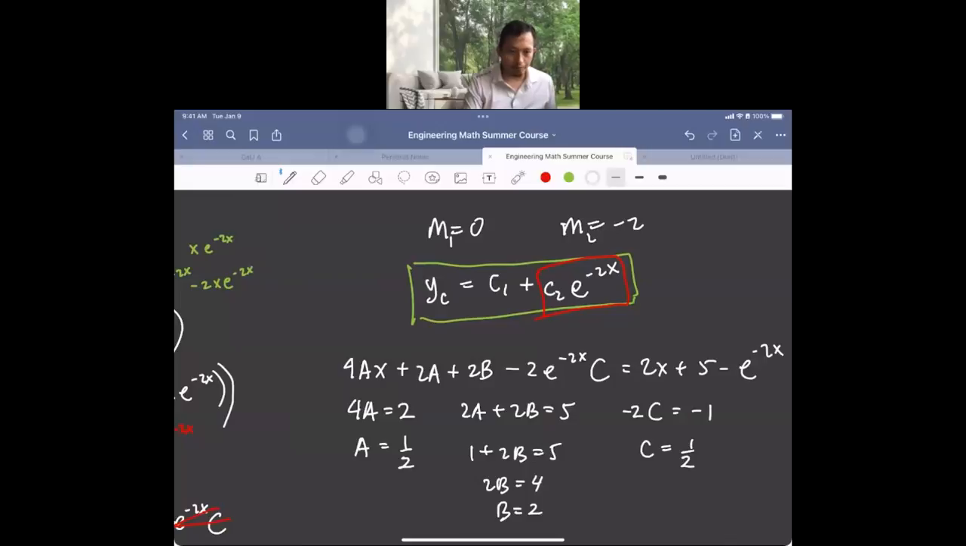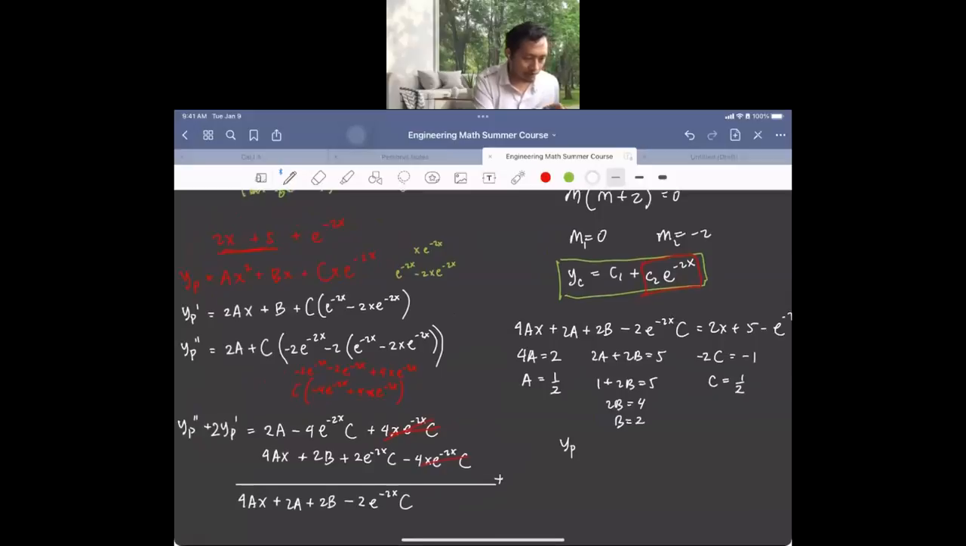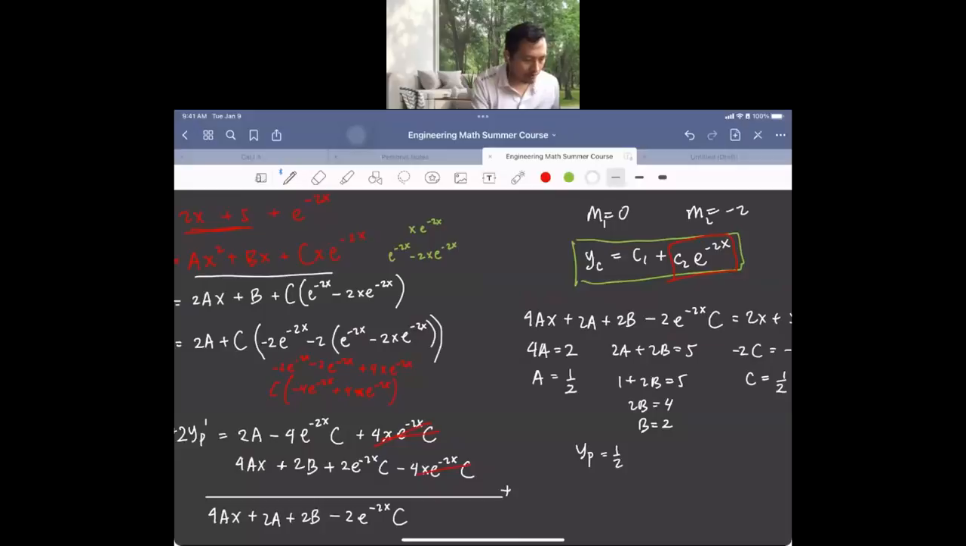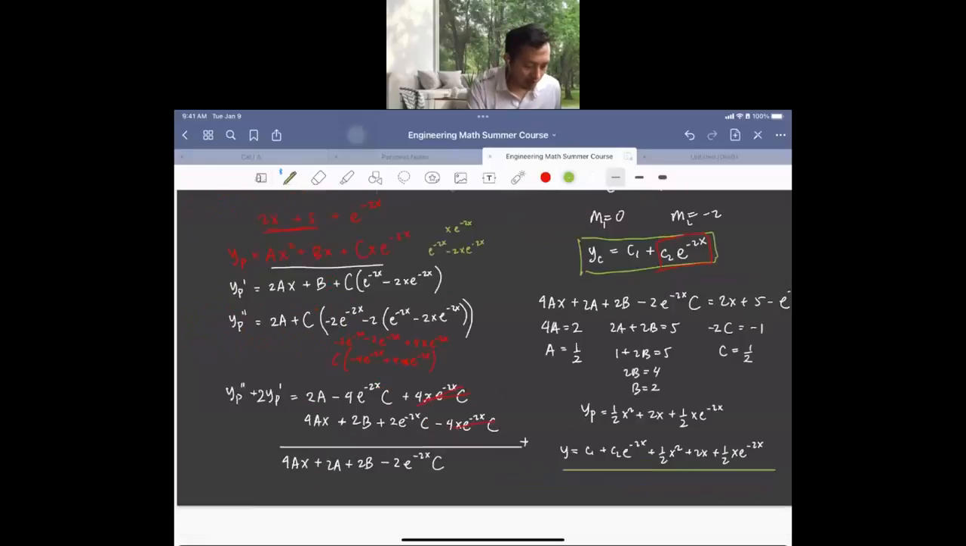And then negative 2c is negative 1. So c is 1 over 2. Now yp is then, using the same here, we change all a, b, c with our constants, is half x squared plus 2x plus half x e negative 2x. So our total solution is c1 plus c2 e negative 2x plus half x squared plus 2x plus half x e negative 2x.